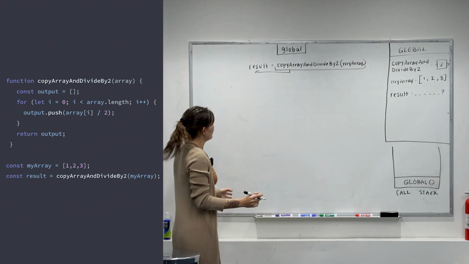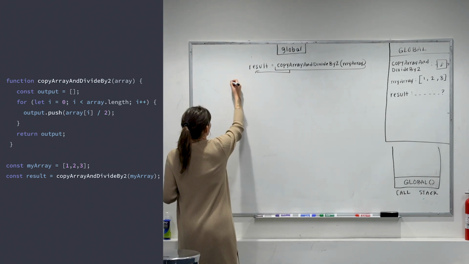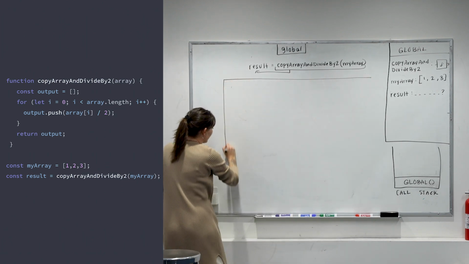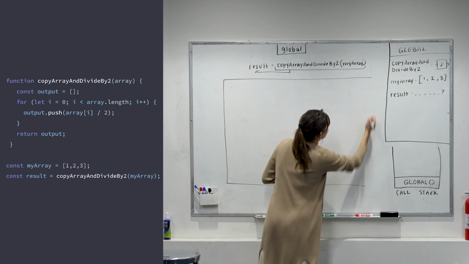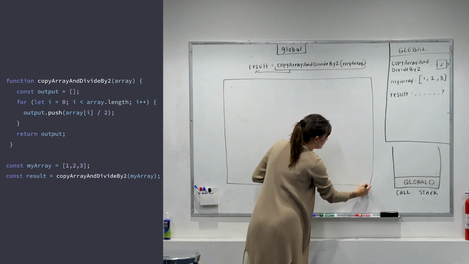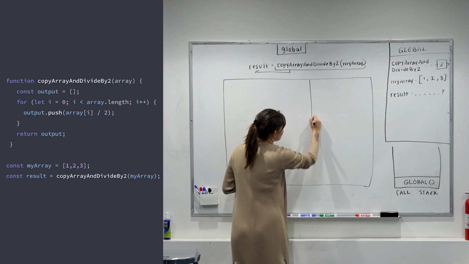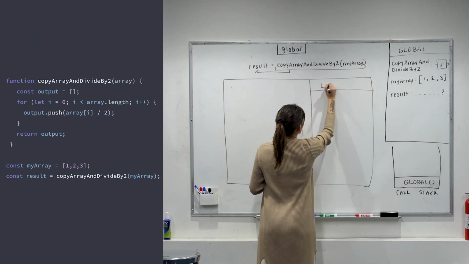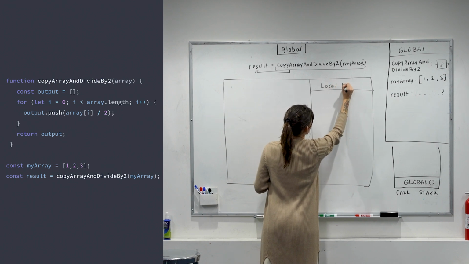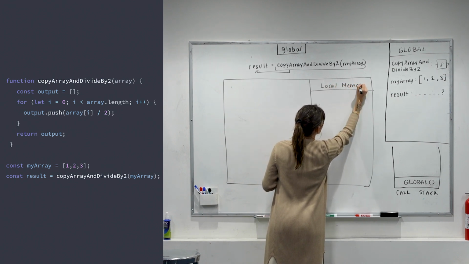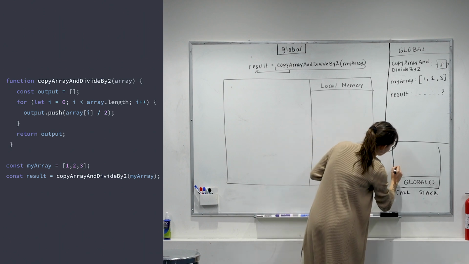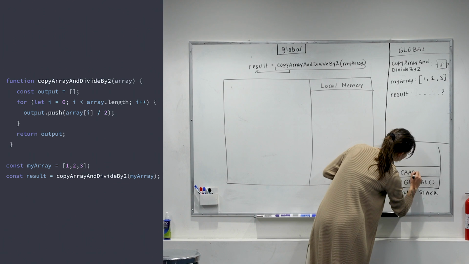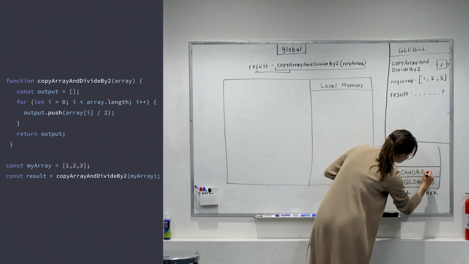Well, we're invoking a function, so we have to open up a local execution context. Absolutely. We're opening up a local execution context. And one more thing that we've got to do: we're going to create a local memory. We're also going to push that step into the call stack. Super. OK, we have copy array and divide by 2.